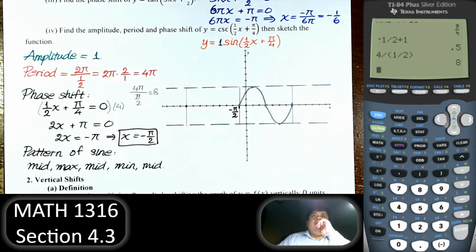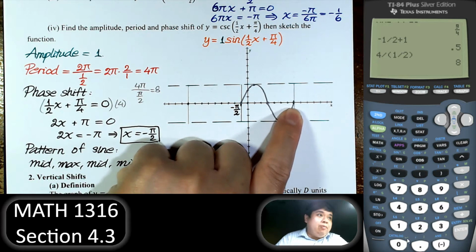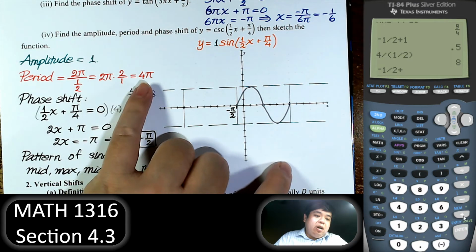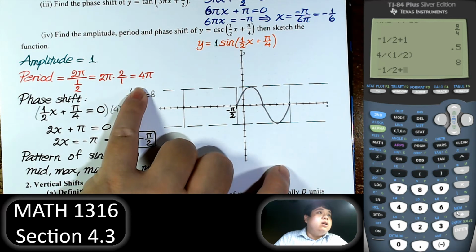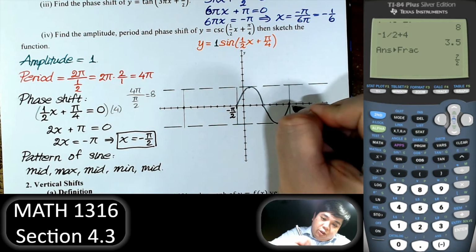And then you say, what is actually this point? Well, we start from the phase shift, negative 1/2, plus a period of 4 pi. So that gives us 7.5 pi, 7 pi over 2.